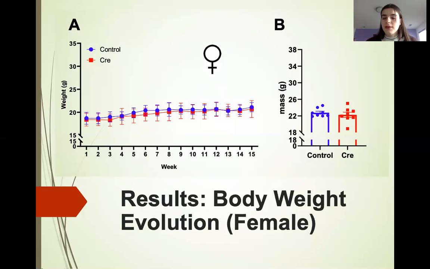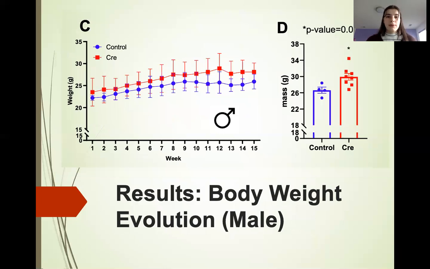And then in graph B at the end of the experiment, you also see that there is no change, signifying that the oversecretion of sPRR doesn't really affect body weight in females. But now in males, the body weight evolution over the span of the 16 weeks increased significantly. And as you can see in graph D, at the end of the 16 weeks, there is an increase in the Cre mice mass, signifying that sPRR does contribute to body weight evolution in male mice.